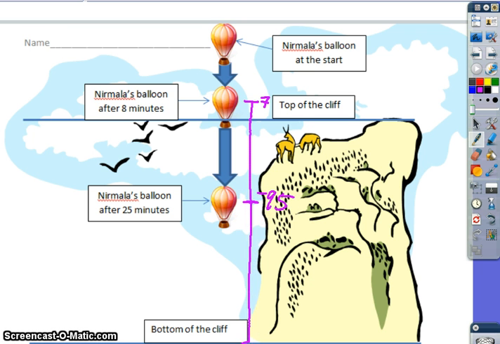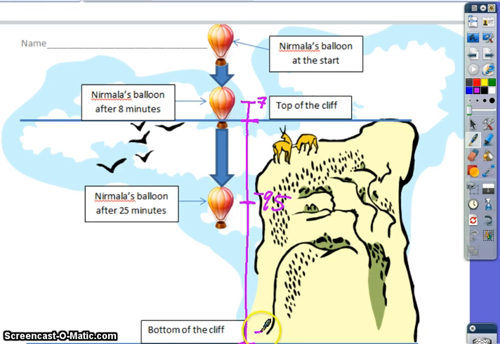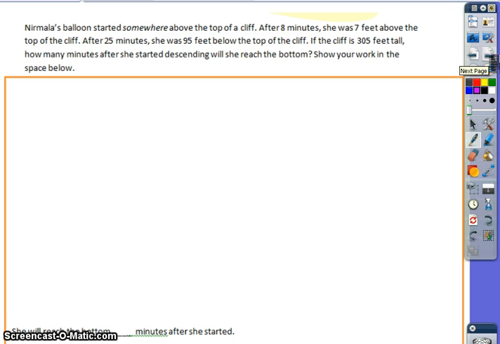So from here at the bottom all the way up to the top of the cliff, that would be 305. And since it's below, it's negative 305. So that's at the bottom. One thing I did first is I kind of filled in this picture with the numbers to help me out. So from that picture, it's a lot easier to make my table.